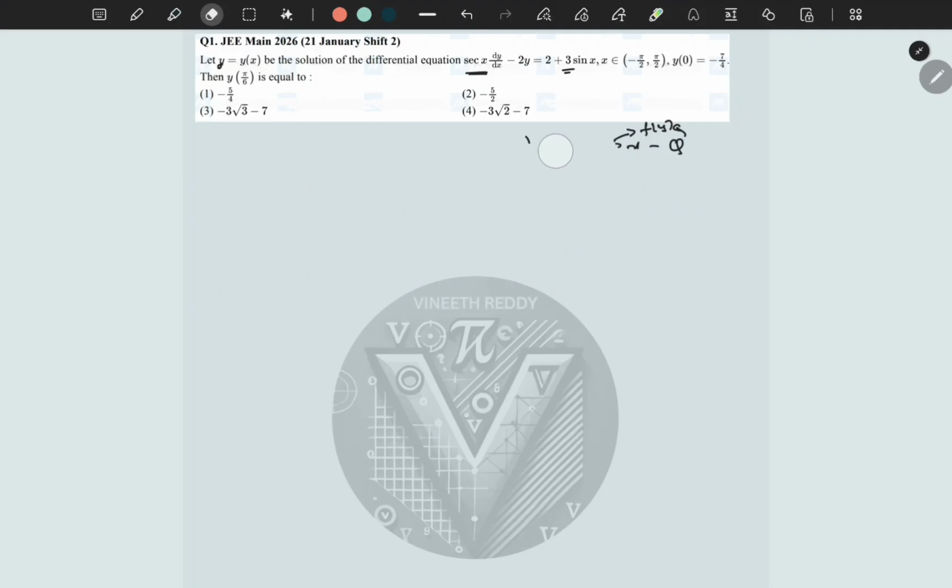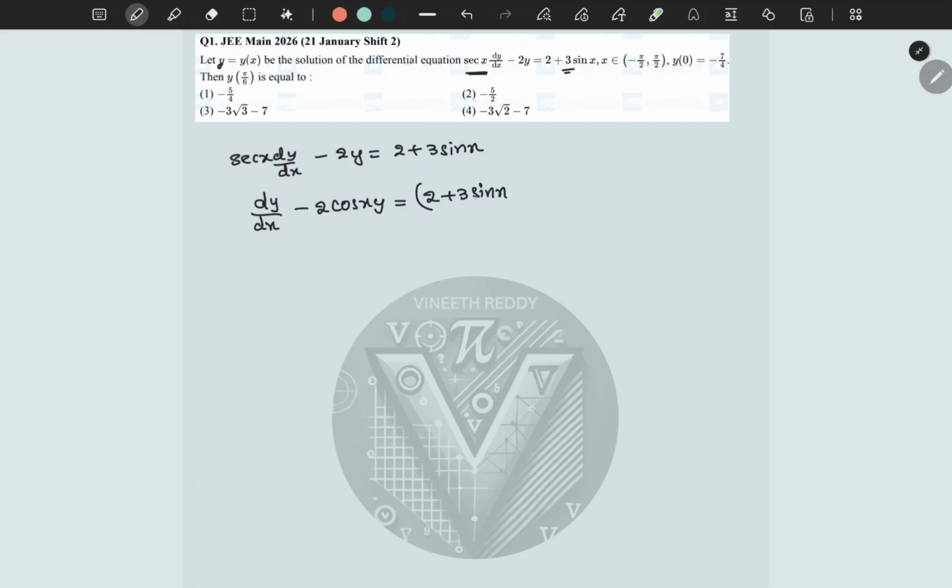So let us solve the first question. The given equation is secant x into dy by dx minus 2y is equals to 2 plus 3 sin x, right? So we'll do one thing. We'll try to convert this into a linear differential equation. Divide with secant x, we get dy by dx minus 2 cos x into y is equals to 2 plus 3 sin x into, when we divide with secant x, 1 by secant x is cos x. I hope you are with me.